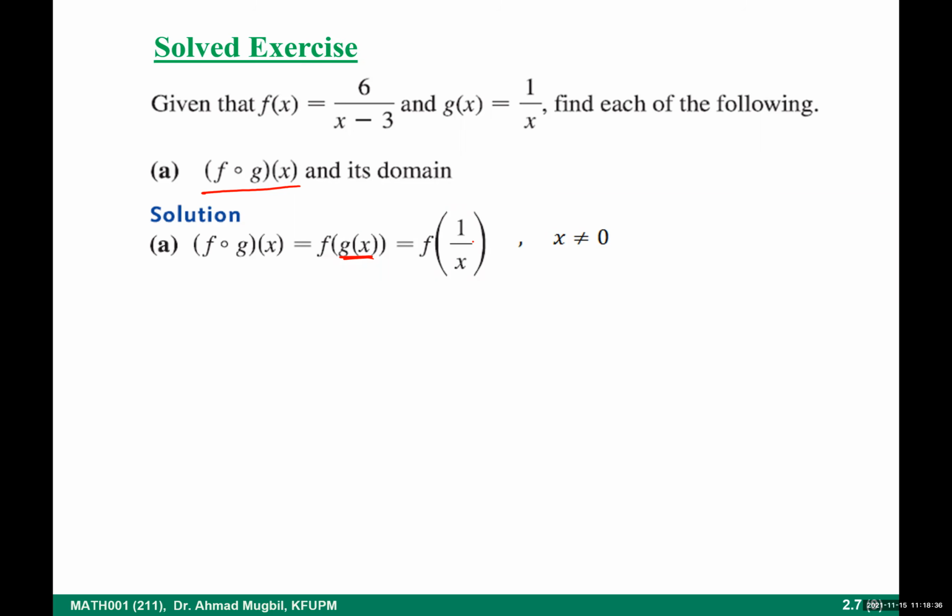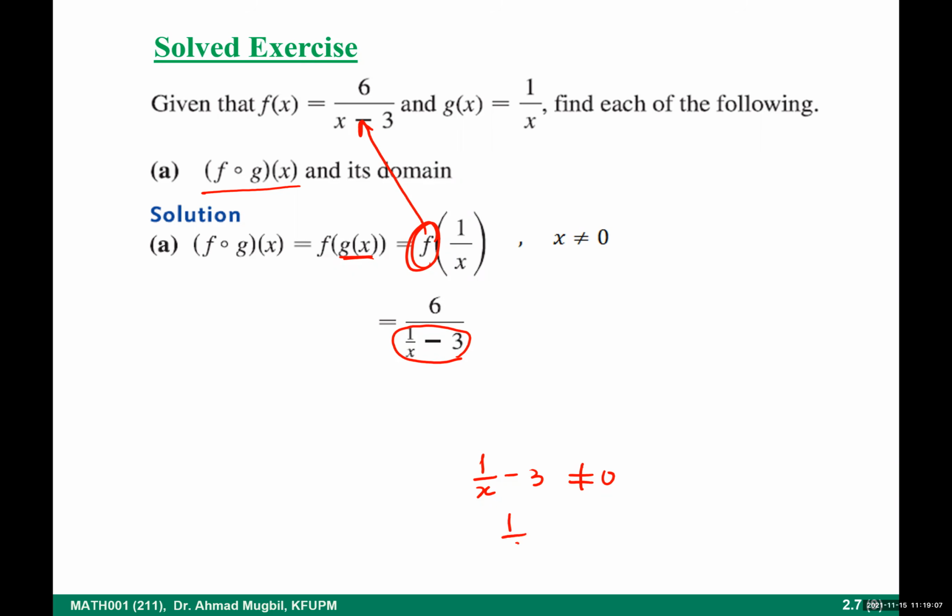Next, we will go to f. Here it is. Replace x by what? By 1 over x. Here we are. Do we need another condition, or is the old one enough? We need another. What is that? 1 over x minus 3. The denominator is not 0. So we now need to say that 1 over x minus 3 is not 0, and also x is not 0. All the conditions are still there.